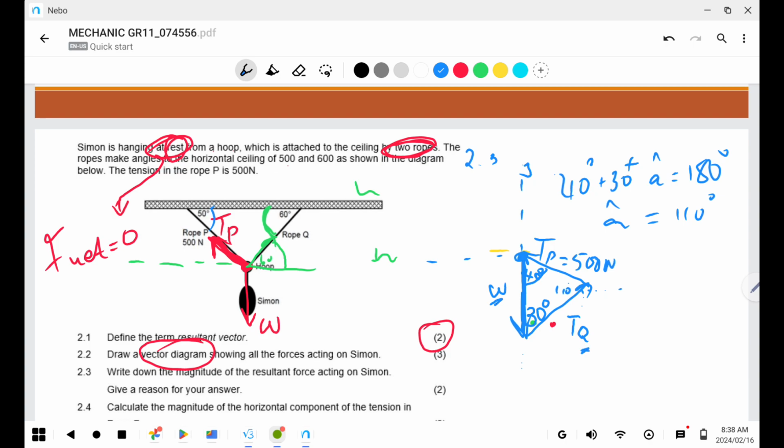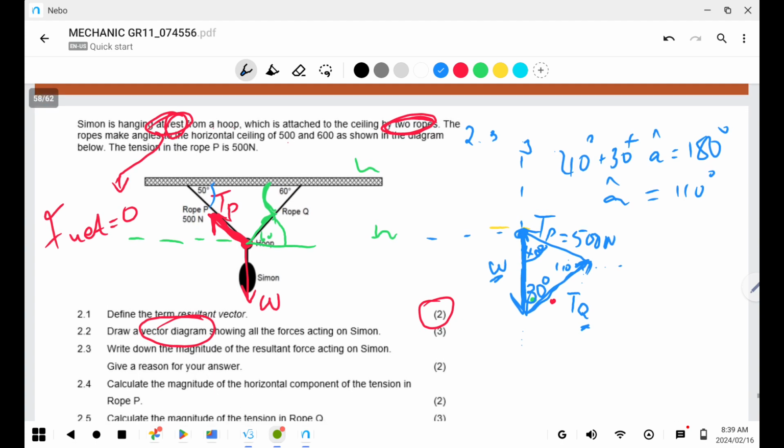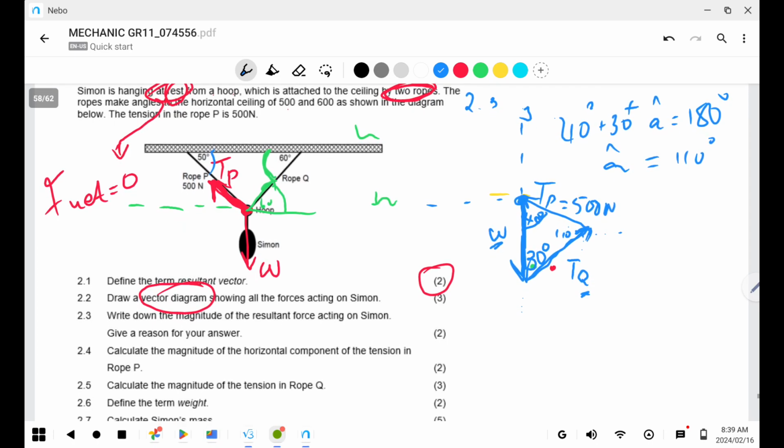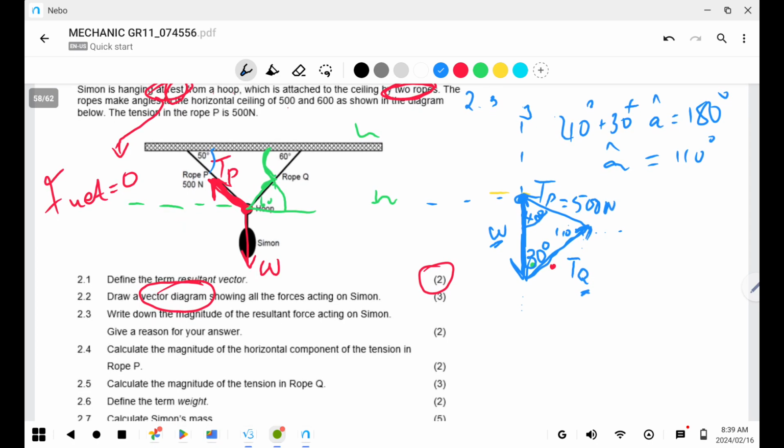Remember that the length of the side represents the magnitude of the weight. The length of this side represents the magnitude of the tension in Q. So you can use sine rule, but I think for today, instead of using sine rule, I'm just going to be using component method. And once we are comfortable, I'm going to introduce the sine rule. Okay. And then the other question says, this will be my closed vector diagram. And when you draw a closed vector diagram, include at least two angles inside the triangle so that you can get your full marks.